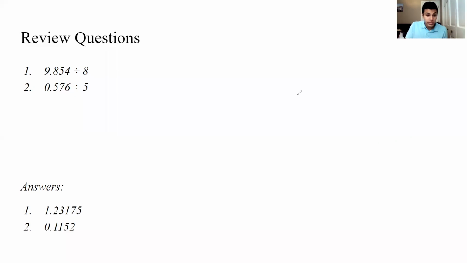Just like normal, we're going to set it up into a long division question. So we're dividing by 8. So the number that goes inside our box is 9.854. So first, remember your steps. I like to write DMSB, just to remember them sometimes. They stand for divide, multiply, subtract, and bring down.